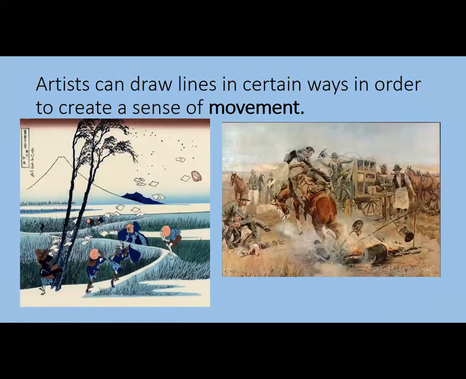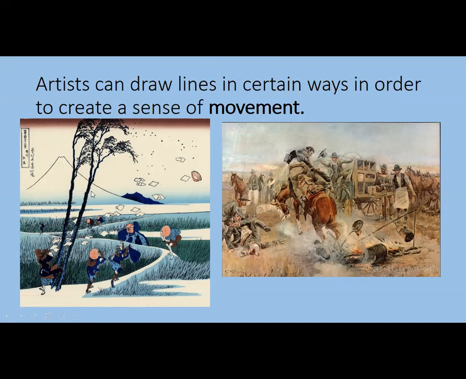So artists can create lines in certain ways in order to create a sense of movement. We know this image is not moving, but because of the way the tree is bent and the papers are flying in the air, the paper and the hats, and the way the grass is bent, because of the way the lines curve, this kind of directional line with all this paper flying everywhere, and the curves of the path that lead to the tree, those create a sense of movement.